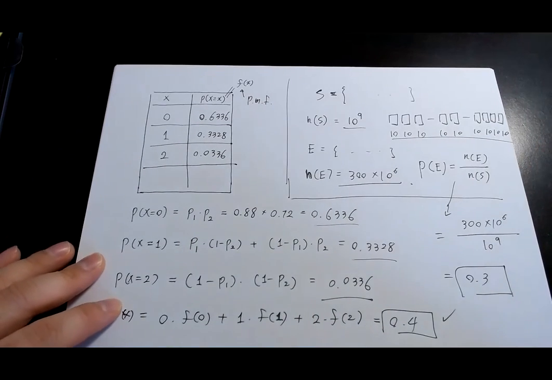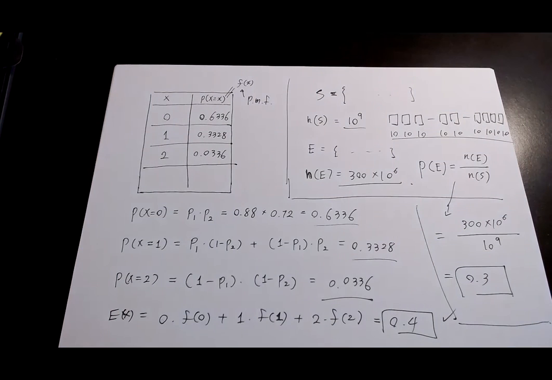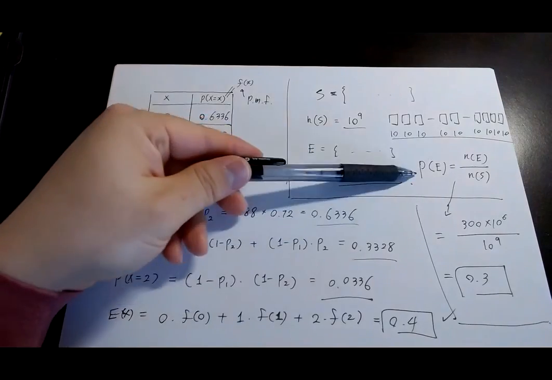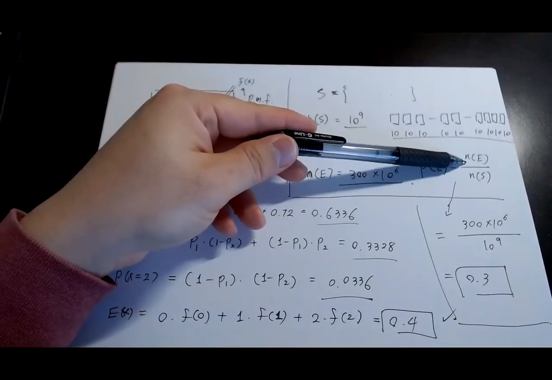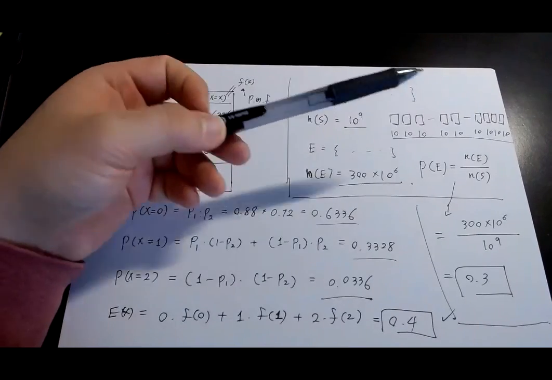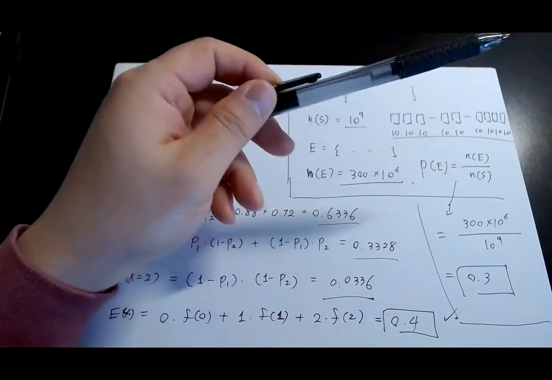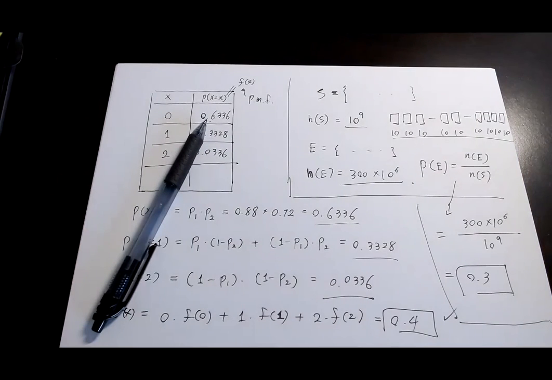The problem is quite simple, but you need to fully understand the concept of classical probability. Probability can be calculated by the number of outcomes in an event divided by the number of outcomes in the sample space. So let me stop here in this video, and I'm going to continue to go over other problems in the next video.